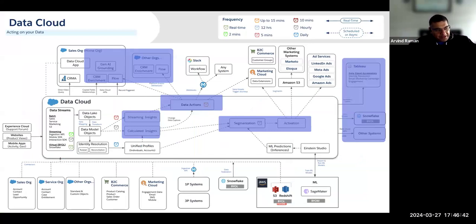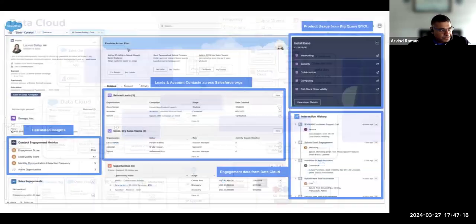So this is, again, what those different pieces of acting on your data are. Here you have your insights, and you can create data actions, which can trigger platform events that can be consumed in other orgs through Salesforce Flow. You also have segmentation and activation. And then analytics on the right-hand side through our Tableau connector and some of the accelerators we have there.